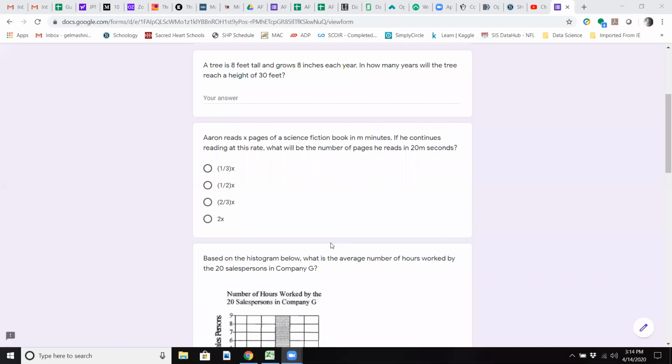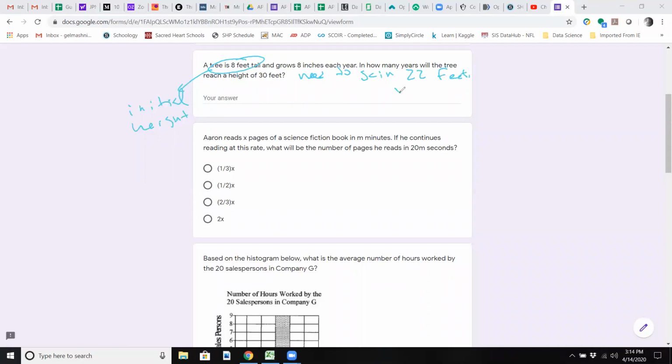It's 8 feet tall right now. That's the mistake I made. I did not read that carefully. That's my fault. So it's 8 feet tall initial. That's the initial height. Okay, it grows 8 inches each year. So if you want to get to 30 feet, you can think of it like this. You need to gain 22 feet.